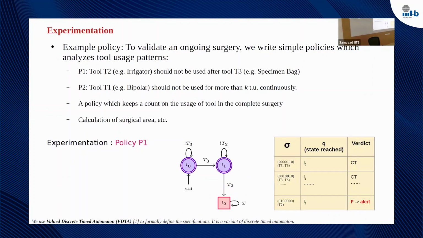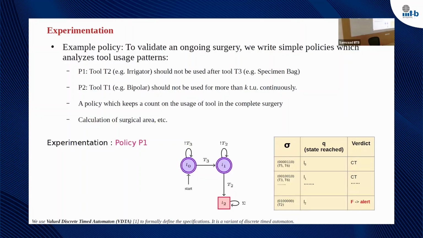So suppose at runtime, this is the tool usage pattern by the surgeon. We get the information that in this particular frame the surgeon has used tool T5 and T6, which is okay with respect to the property. So it's fine. Just let the surgeon do.